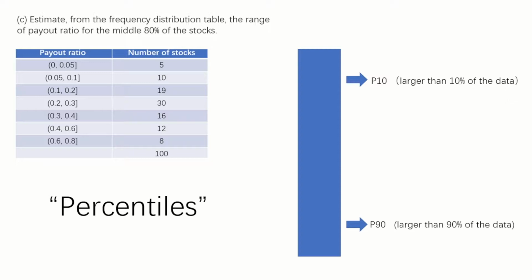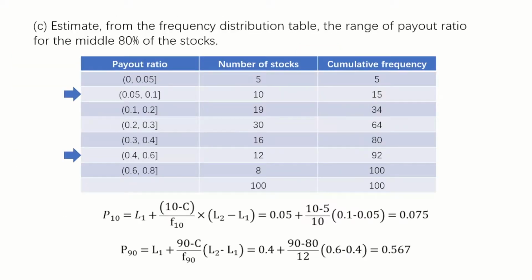According to its definition, P10 represents the value larger than 10% of the data, and P90 represents the value larger than 90% of the data. The total number of stocks is 100, so 10% of the data will be 10, and 90% of the data will be 90. Let's do some calculation. To make the process easier, we can solve out the cumulative frequency of each class.